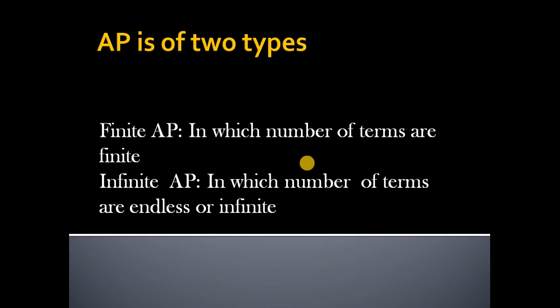So AP is of two types. They can come in MCQs, but I share it for general knowledge so that you know. The sequence can be finite or infinite. When it is endless, where you have to create more and more numbers, it is infinite, and when the number of terms is limited, it is finite.